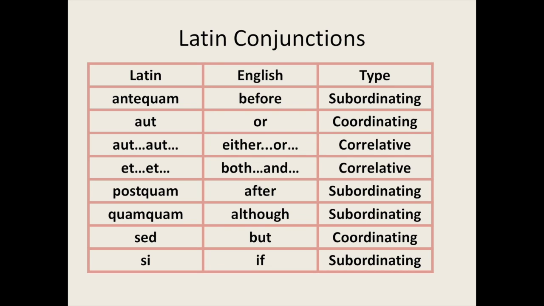Antequam is a subordinating conjunction. Aut is a coordinating conjunction. The pair aut aut is a correlative conjunction. The pair et et is a correlative conjunction also. Note that there is an equivalent conjunction with que. Postquam is a subordinating conjunction. Quamquam is a subordinating conjunction. Sed is a coordinating conjunction, and si is a subordinating conjunction.